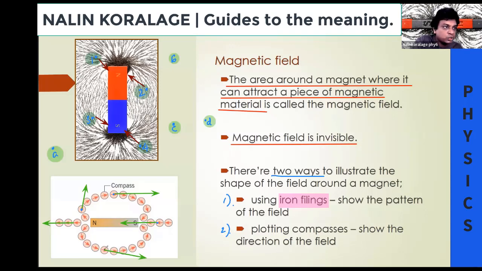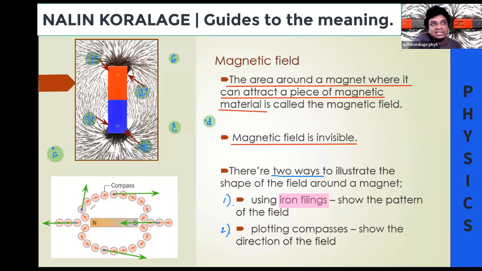This compass is showing the direction of the magnetic field at that point, and this compass is showing the direction of the magnetic field at that particular point, and so forth. Like so, we can get to know about the direction of the magnetic field, I mean, along which direction this magnetic field is. So we can get to know about that by using these plotting compasses.